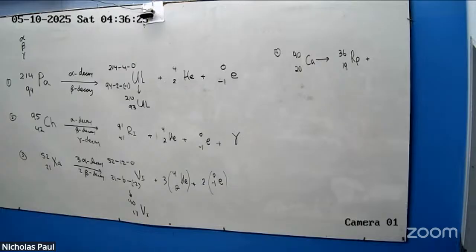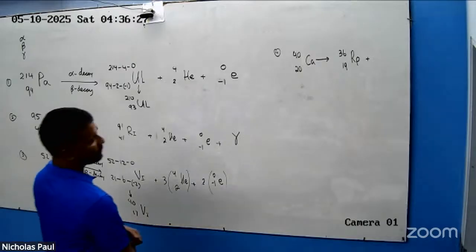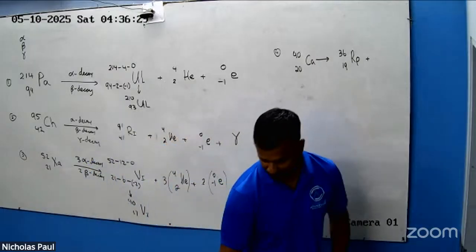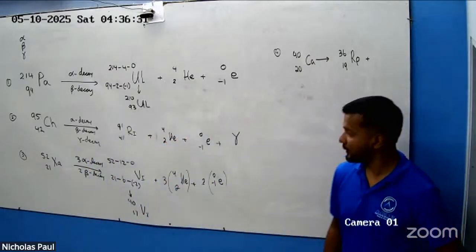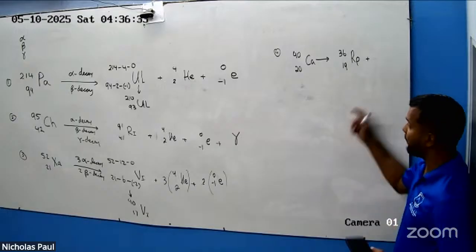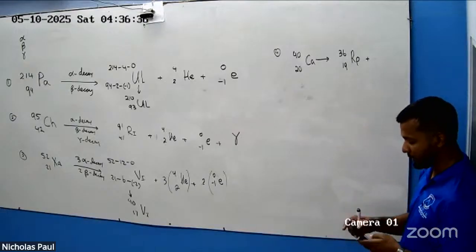Something like this will be about 3 marks, because they want to make sure it's balanced and you have the two right things. That's 1 mark each.